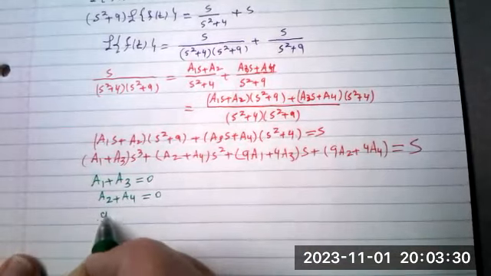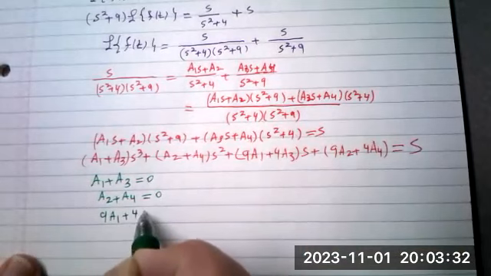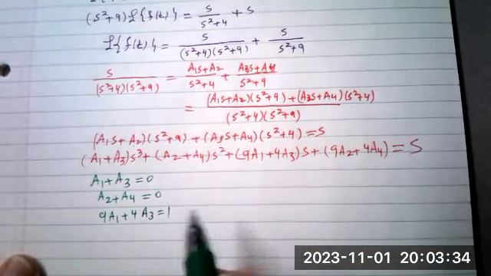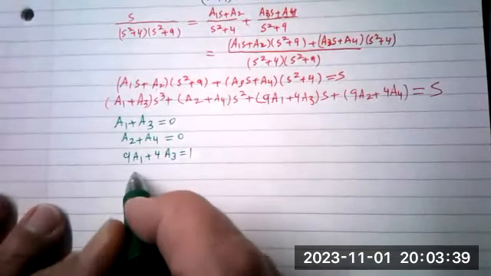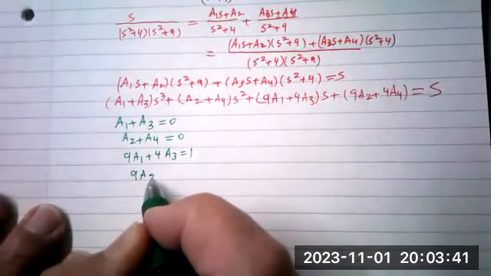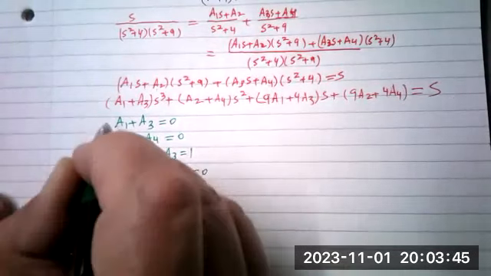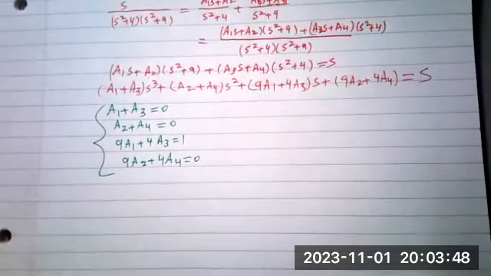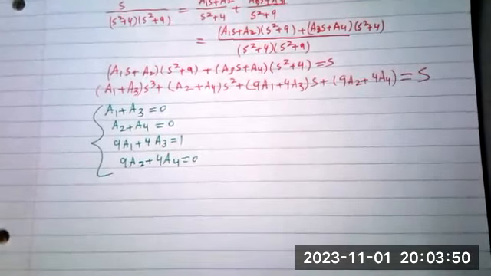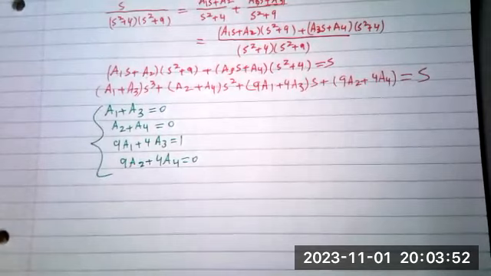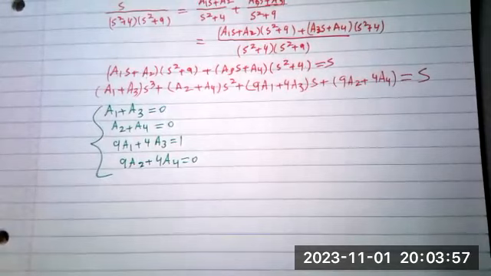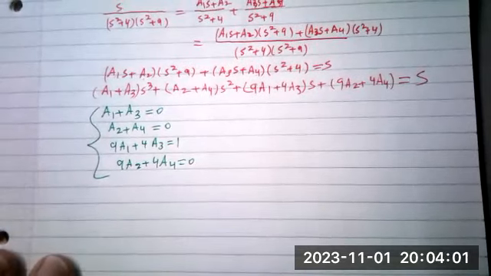The coefficient of s on the other side is 1. And the constant term: there is no constant term on the other side, so 9A2 plus 4A4 equals 0. That's it. You get a system of 4 equations, 4 variables, but you don't need to use the matrix to do it. You consider it 2 by 2, then you'll be able to find those coefficients easily.